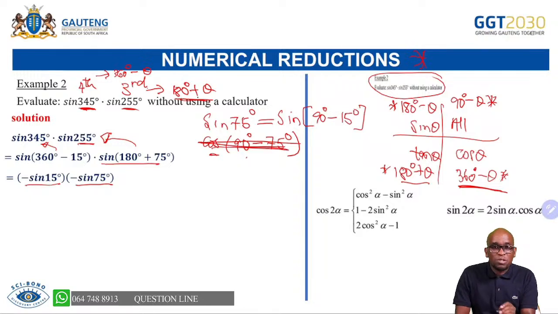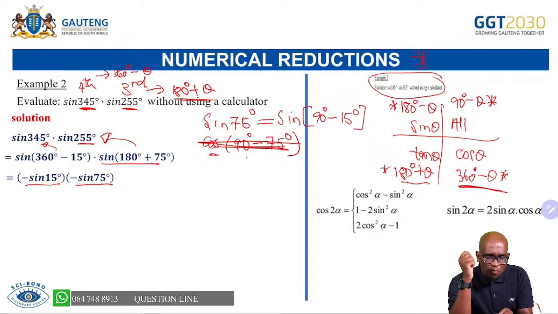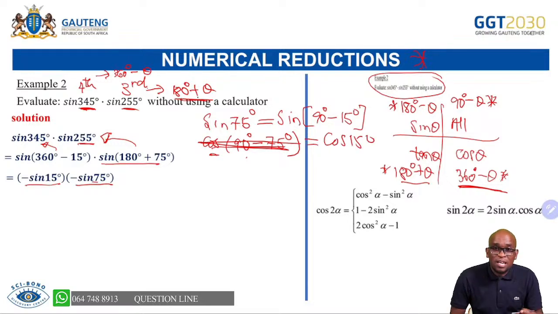I made a mistake with this one. Sine of 90 degrees minus 15. If we subtract 15 from 90, we get 75. But the sine of 90 changes to what? Cos 15. So this can be written as cos 15 using the cofunction. Now we've changed that to cos 15, and the negative and negative, when we multiply them, give us a positive.